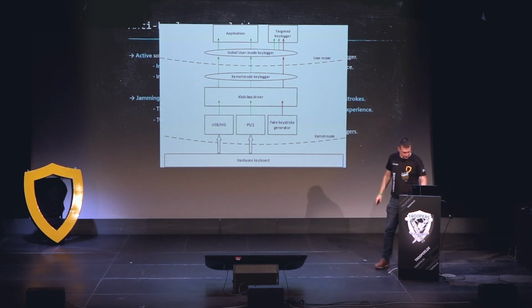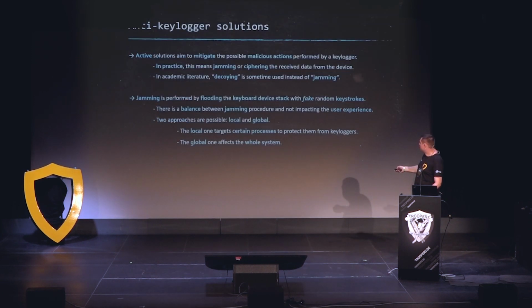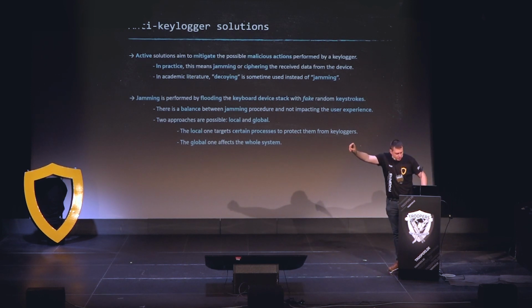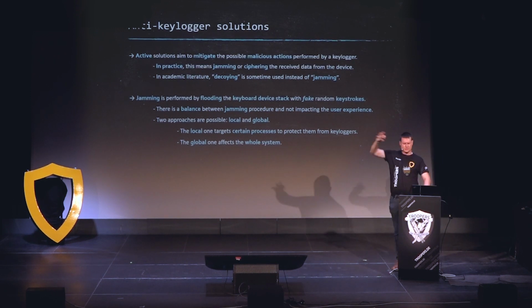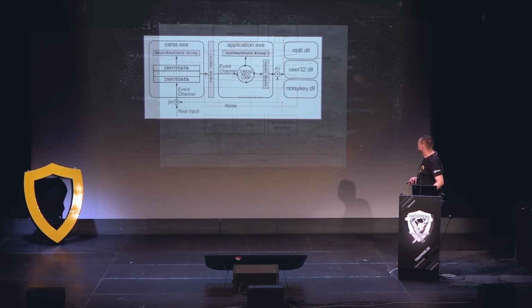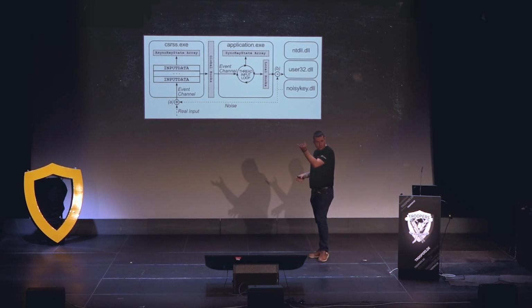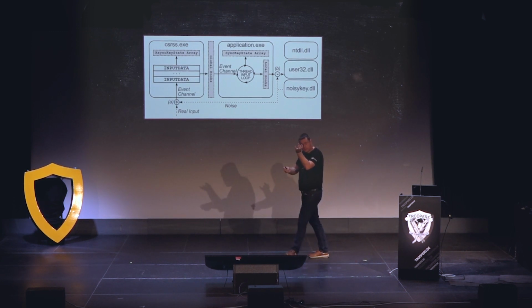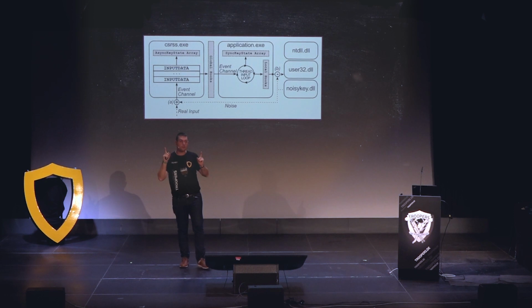Smart and great. You've got two possibilities of doing that. The first is to have a local solution. You will protect only a certain number of processes. And the other solution is to have a global solution. You will protect the whole system at once. It doesn't work, but that's another story. For the local solution, it's very simple. When your application takes the focus, remember this notion of focus? When you take the focus, you know that you are going to receive keystrokes. So in that case, you notify your driver it's time to flood.